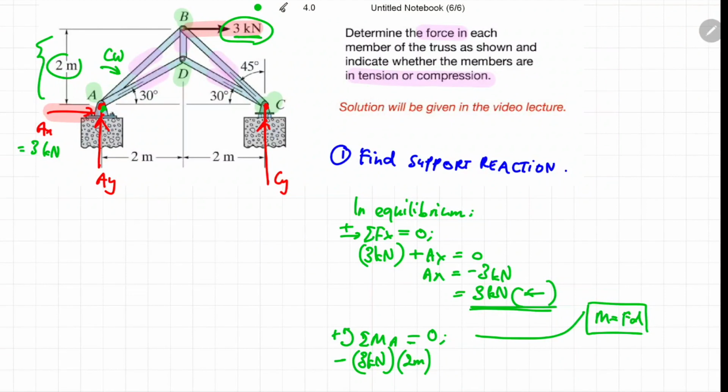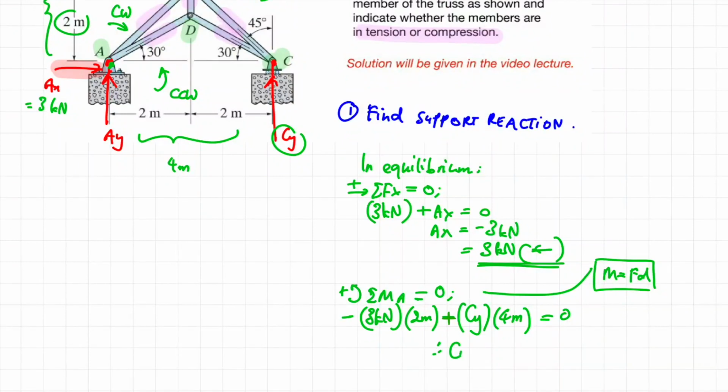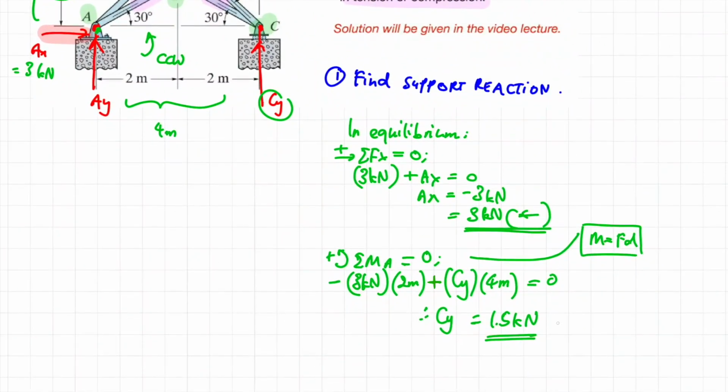That's done. Now let us calculate the moment caused by this force CY. The perpendicular distance from CY to the rotation point A is 2 plus 2 meter, which is 4 meter. And the direction of this moment is counterclockwise, so it will be a positive magnitude. The summation of all these values should be equal to 0. As there is only one unknown in this equation, which is CY, we can easily solve for CY, and the magnitude of CY would be positive 1.5 kilonewton. If it's positive, it means that our assumed direction is correct, which is in the upward direction.